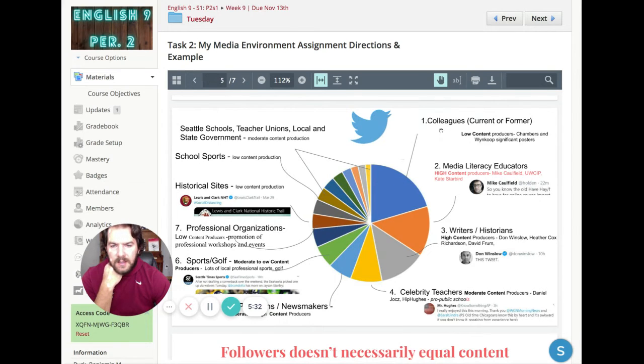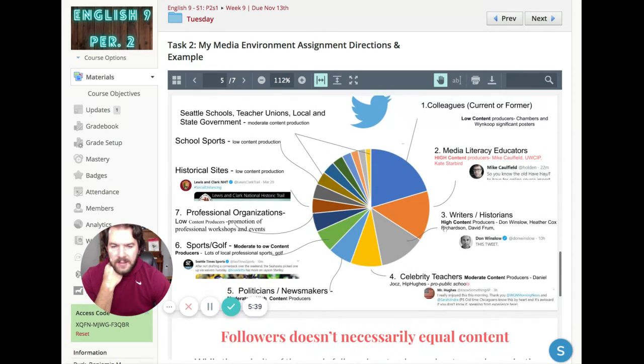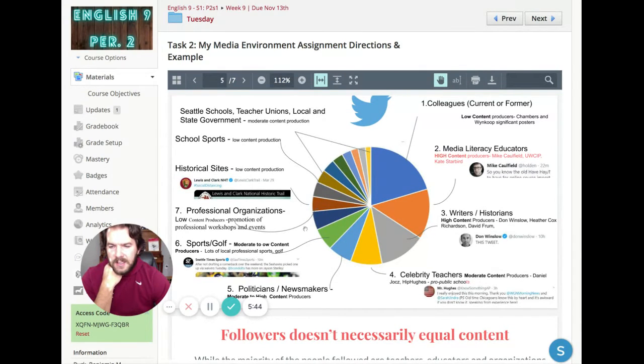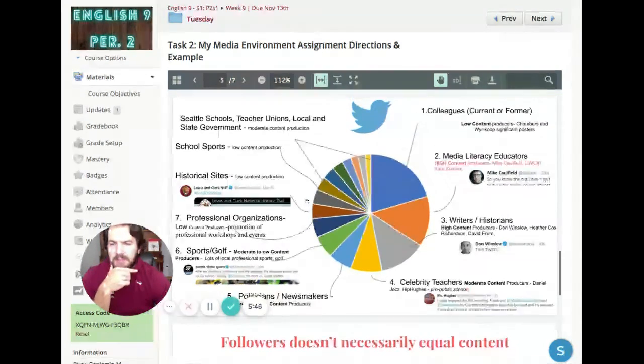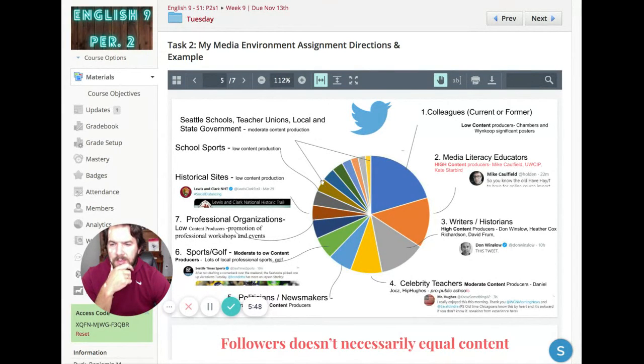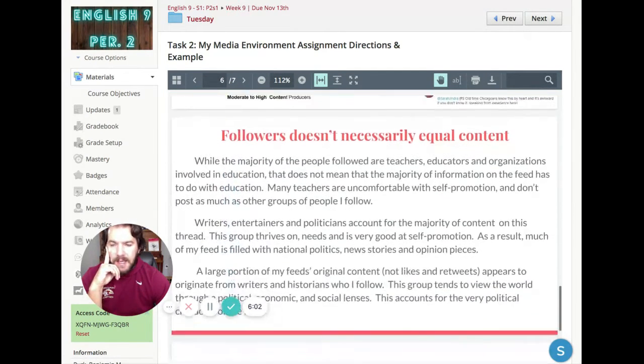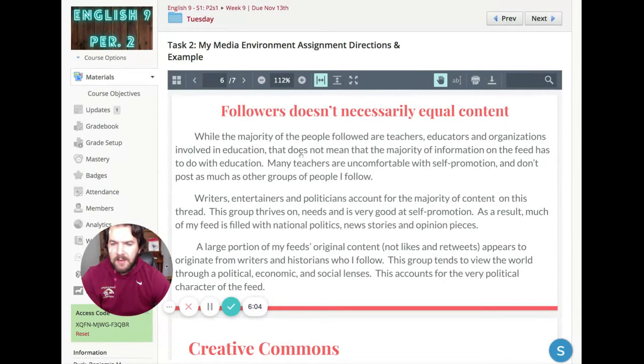So the number one, biggest category is colleagues this person has, then media literacy educators, writers, celebrity teachers, and then he's got politicians, golf people, professional organizations, historical, and then school sport accounts, right? All these other things in here. So that's basically the top 30 Twitter accounts on this teacher's account. And so these are the things that are influencing this teacher. Then slide 3 is just a summary, kind of what he's saying.